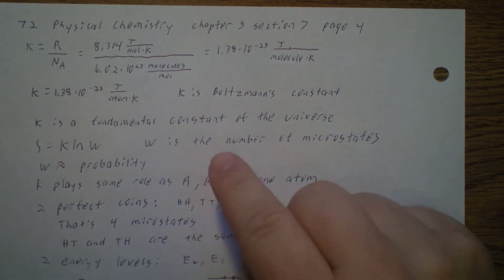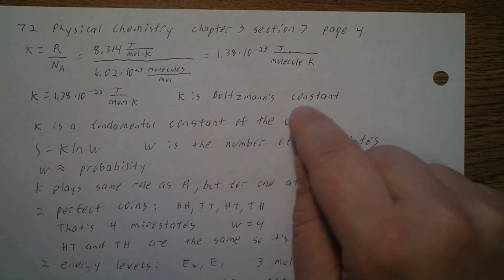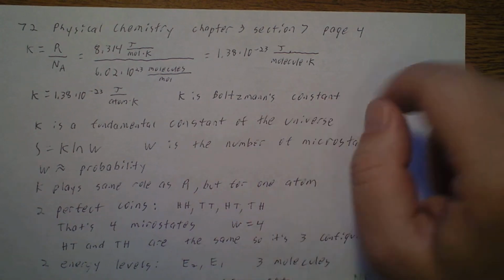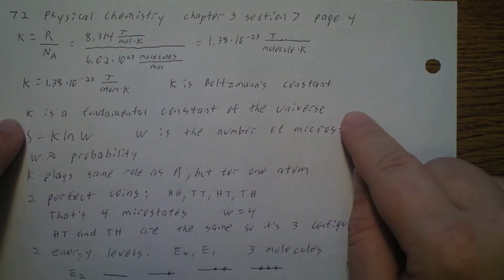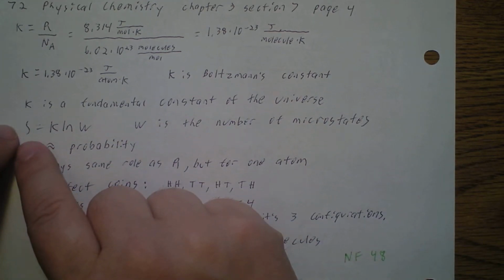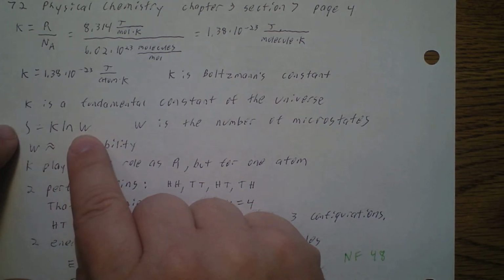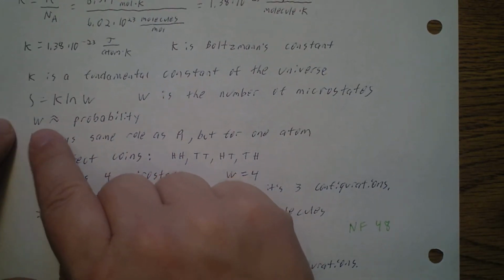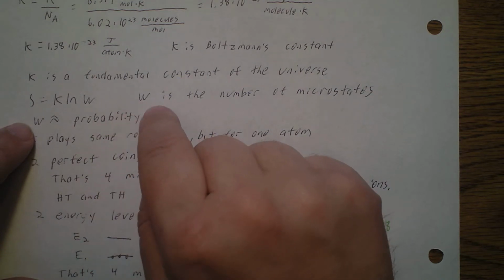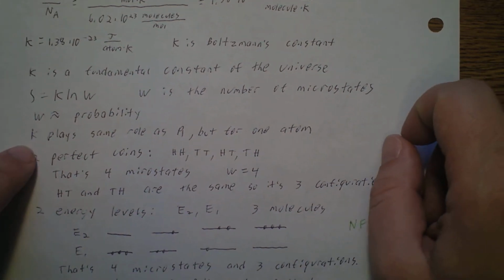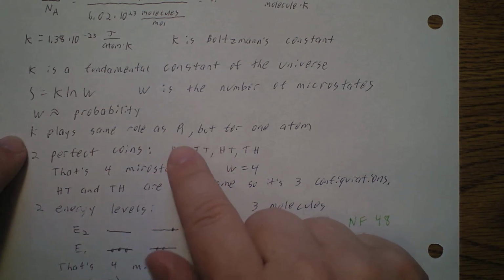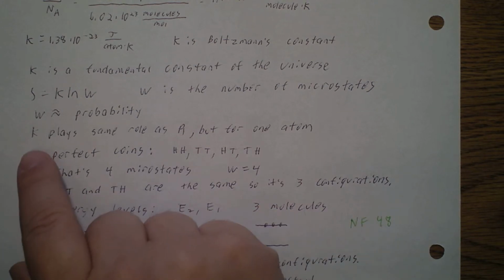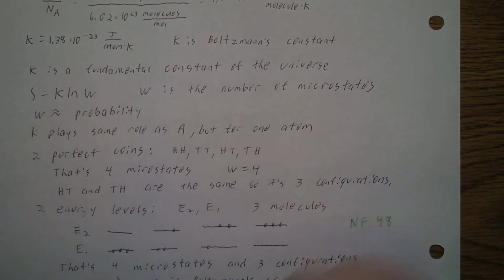Now also notice, K is called Boltzmann's constant. If you've taken chemistry or maybe physics before, you might have already heard of Boltzmann's constant, because K is a fundamental constant of the universe. So entropy is equal to K times the natural log of W. W is the number of microstates. W is proportional to probability. And remember, obviously W is not work in this context. Now K plays the same role as R in equations, but with R you're talking about bulk matter. You're dealing with moles and so on. K is what you use when you're talking about one atom at a time.